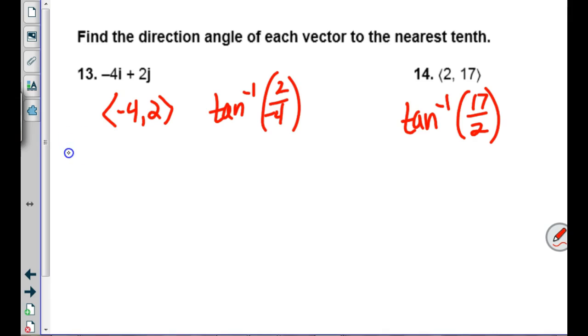What quadrant should we be in for 13? Quadrant 2. So when it gives us, what did it give you? -26.6, did someone get? That's not a quadrant 2 angle. How do we move it to quadrant 2? Add 180.